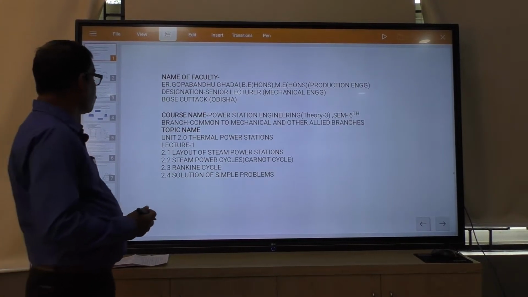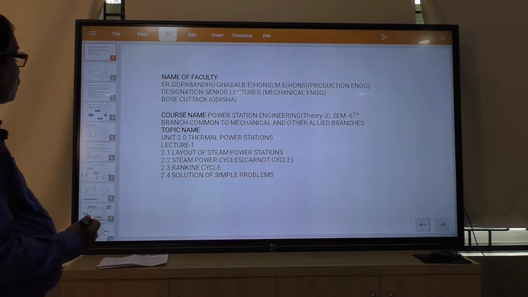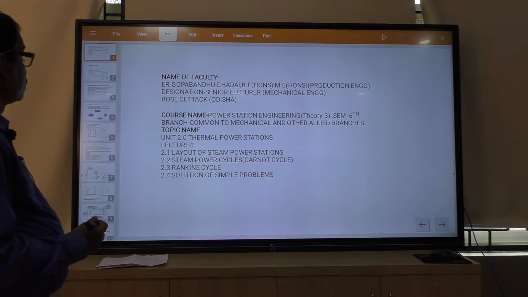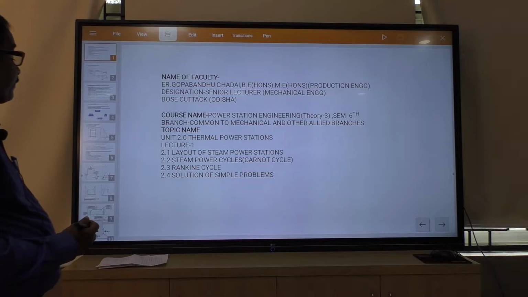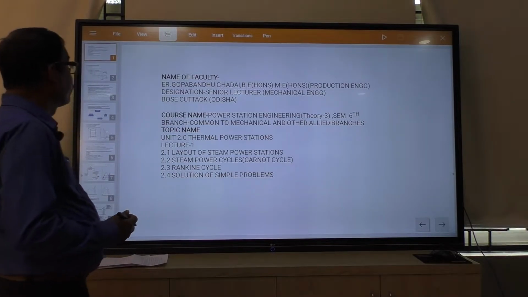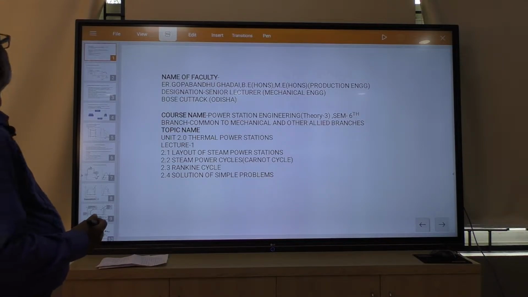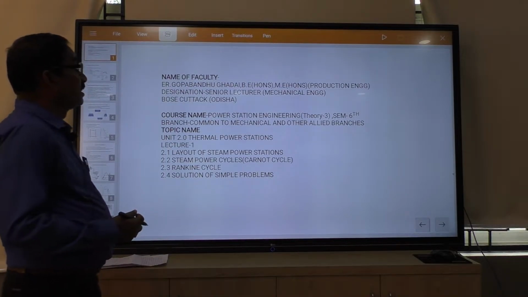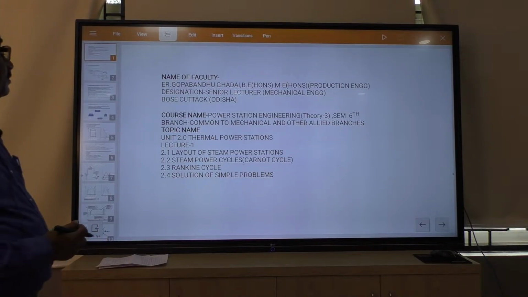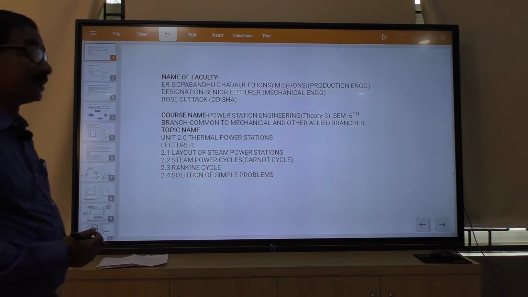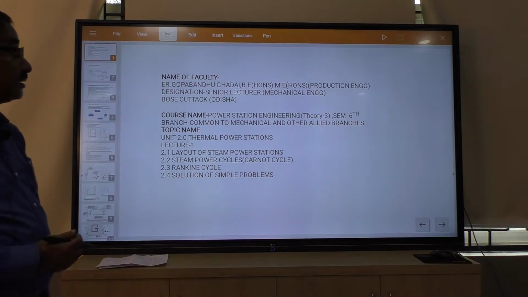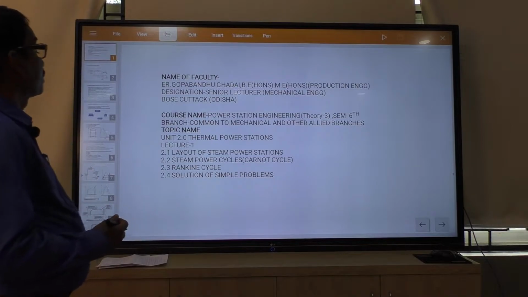In this, thermal power station includes the layout of steam power stations and steam power cycles. First is the Carnot cycle, and another, the real cycle which is used in the steam power plant, is called the Rankine cycle. And then we will solve some numericals on the above cycles. Before going to details, you know how the steam is produced in the boiler and the quality of the steam. It is already covered in your last semesters: dry steam, wet steam, saturated steam and superheated steam. Those steams are the working fluid in the steam turbine or in the thermal power stations.